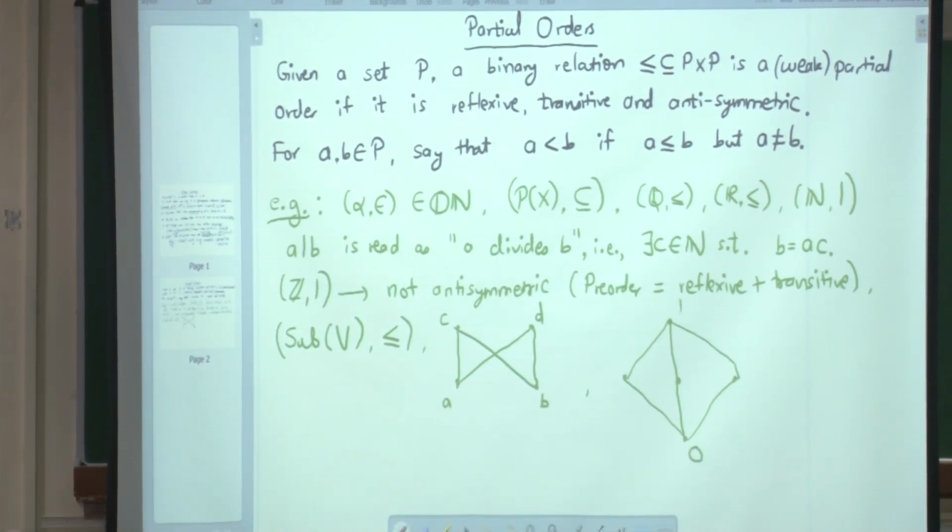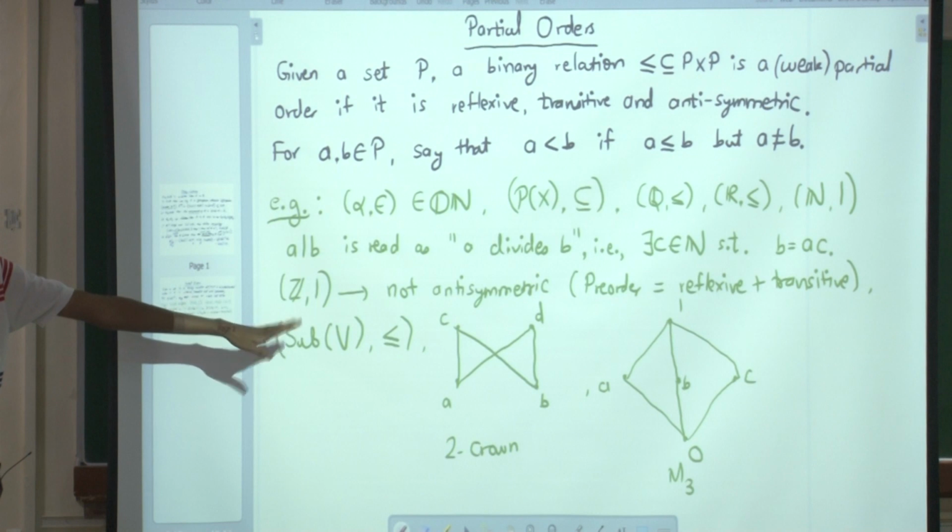I am going to name it as per my wish, and these names will be clear later on. I prefer to call this the two crown, and the standard name for this is M3. M3 has three elements which are pairwise incomparable, A, B, C, and then one least element, one largest element. This is also a poset. It should be easy to verify. M3 is also a poset.